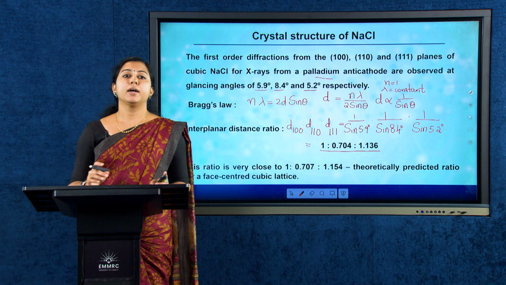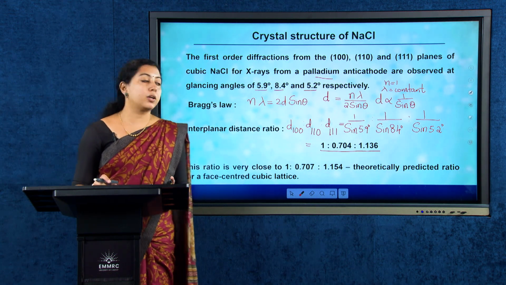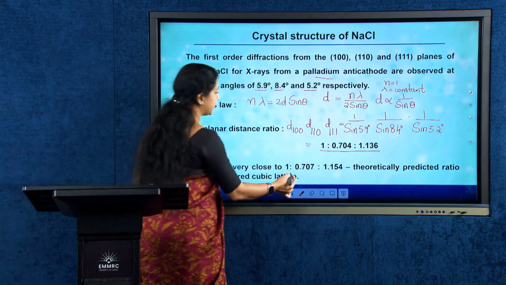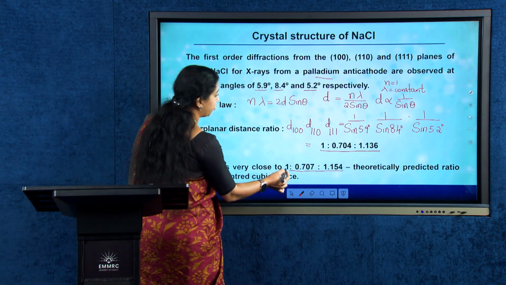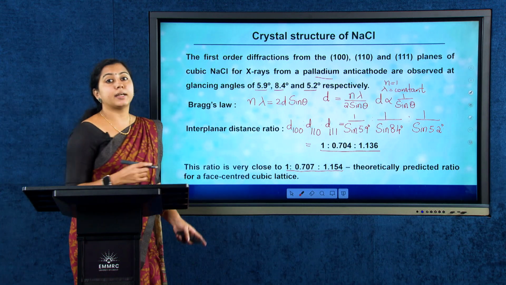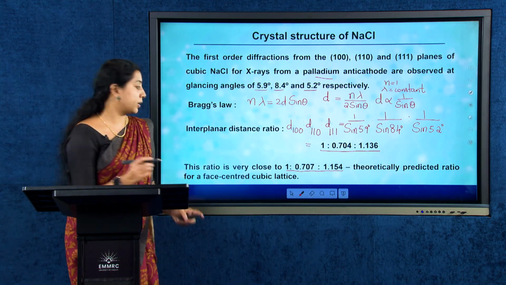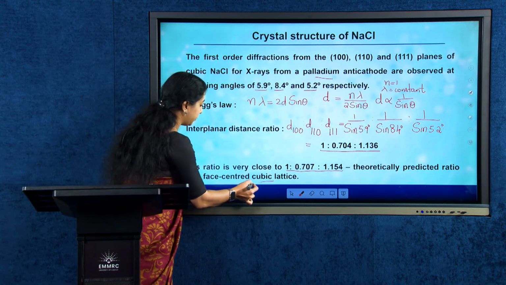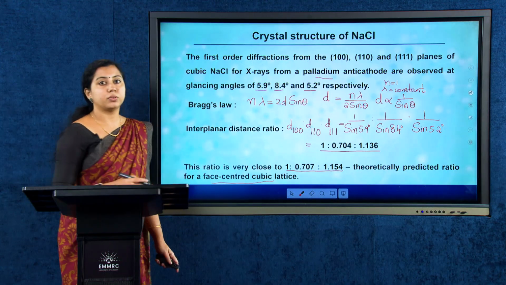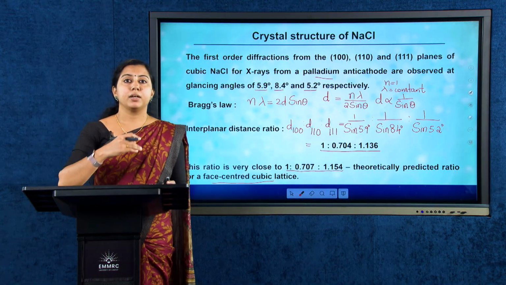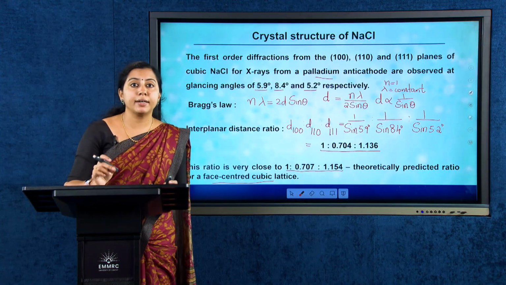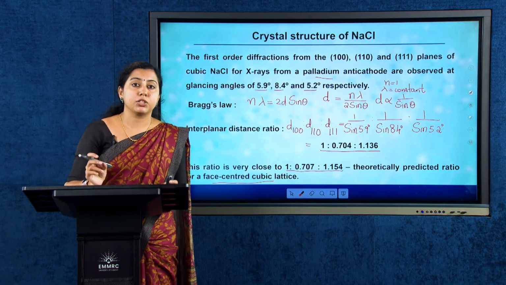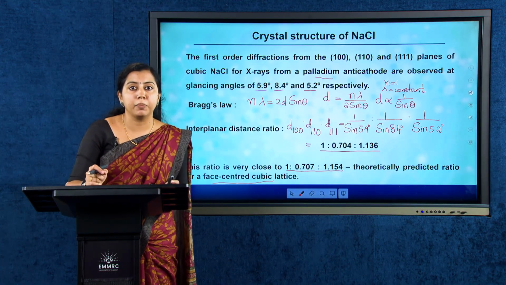1.136, and this ratio is very close to the ratio 1 is to 0.707 is to 1.154, which is the theoretically predicted ratio for a face centered cubic lattice. So, from the X-ray diffraction data, we can identify the cubic lattice to which sodium chloride belongs.